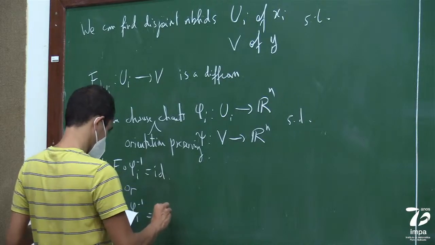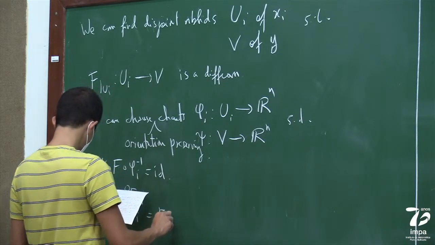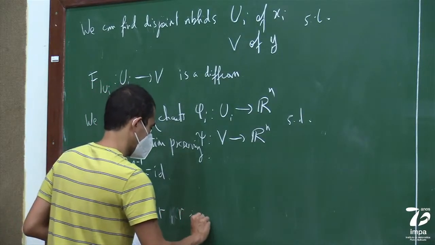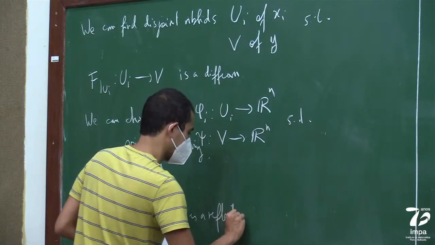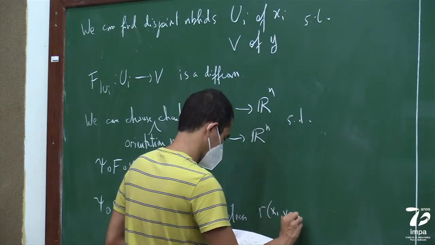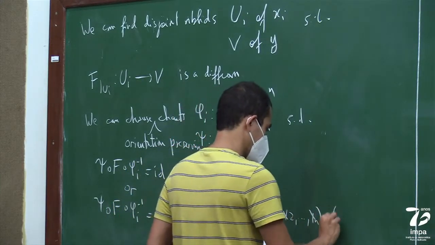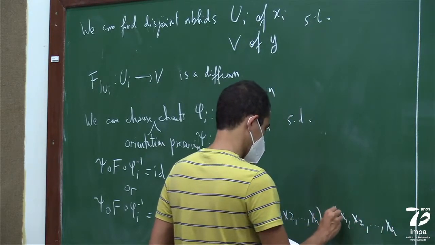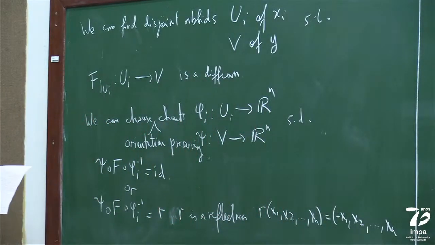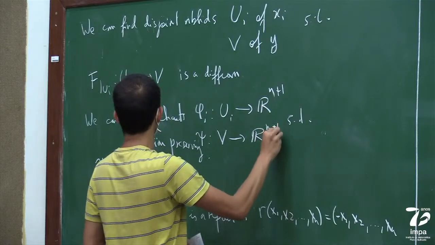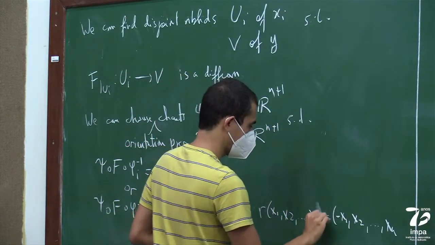So this is a reflection. R is a reflection, and it could be any of them. For example, R of x1, x2, through x(n+1) is minus x1, x2, through x(n+1). Oh, sorry, this is n plus 1. It doesn't matter.